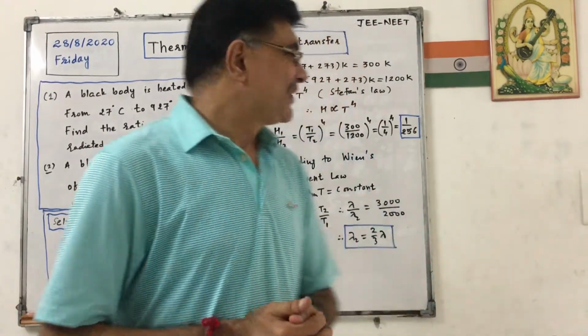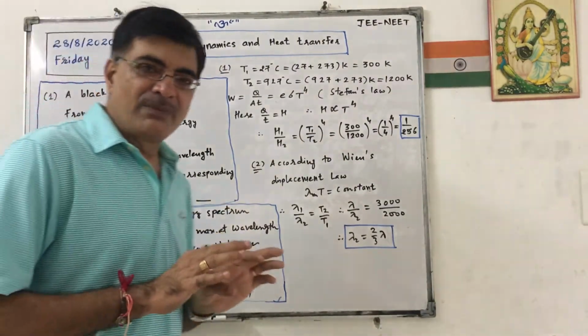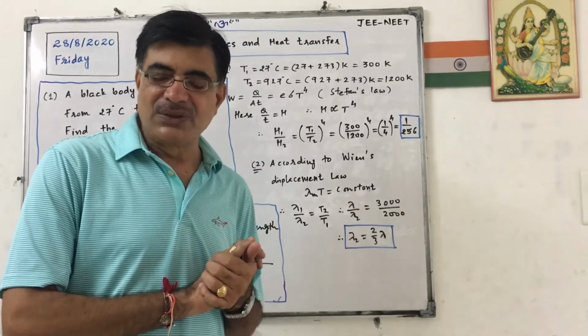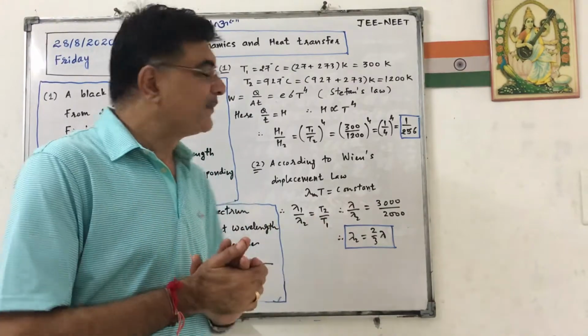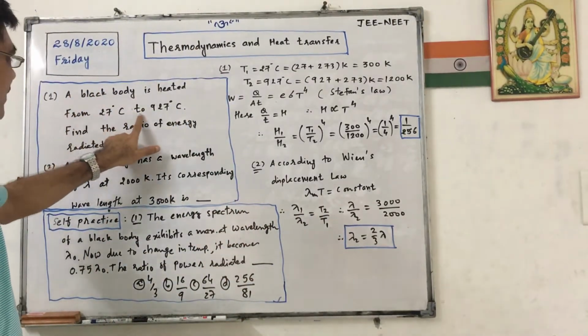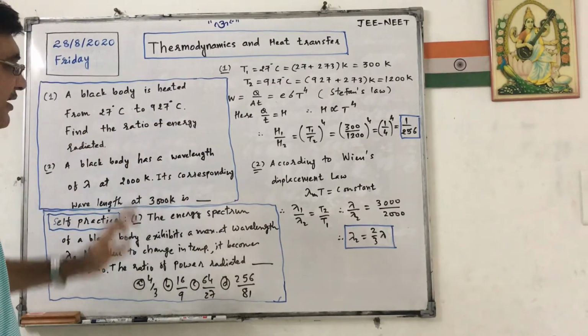First of all, all these problems were asked sometimes in entrance exams. So I am solving already asked questions. A black body is heated from 27 degrees Celsius to 927 degrees Celsius. Find the ratio of energy radiated.